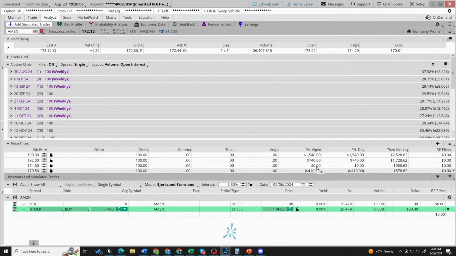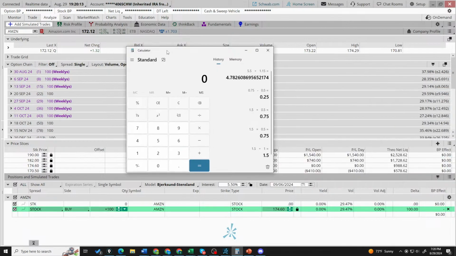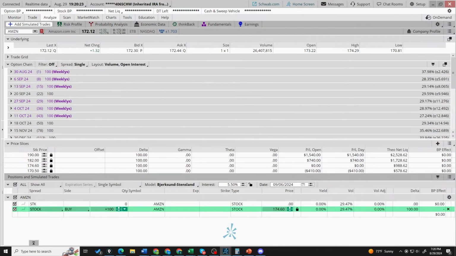I'm risking 410 to make 740, off 100 shares. So I don't know what that'd be, 1.8 to 1. Let's see, 740 divided by 410, 1.8. Oh, Scott nailed it. So almost 2 to 1.